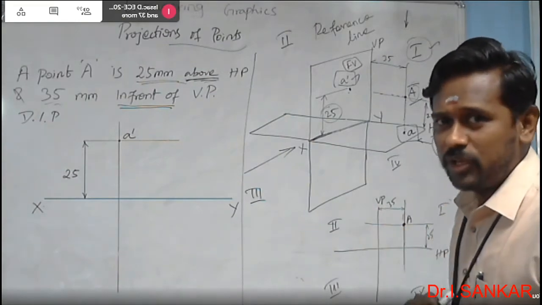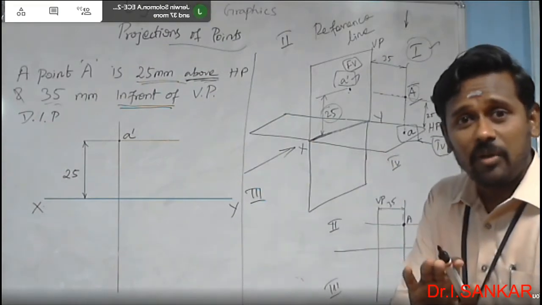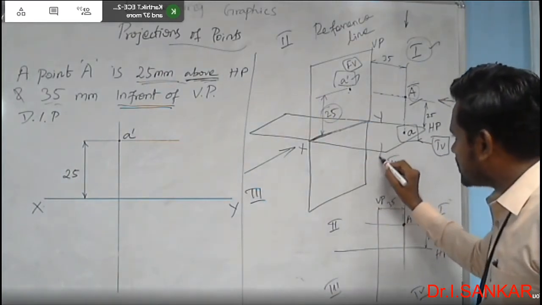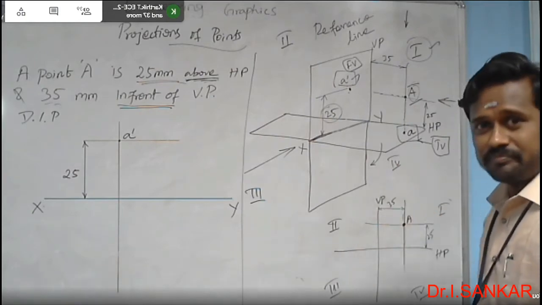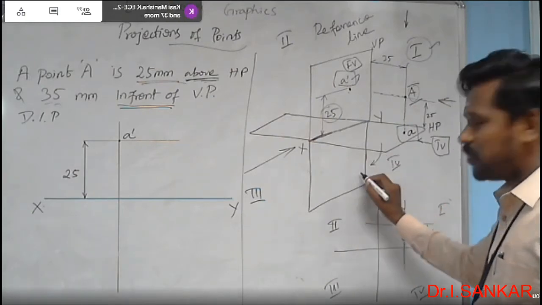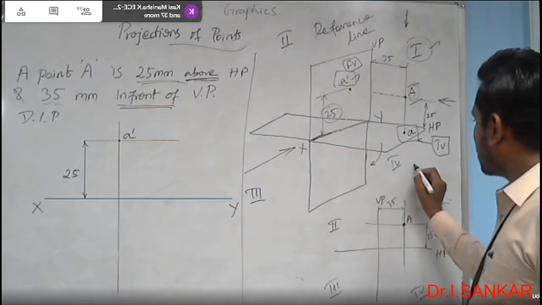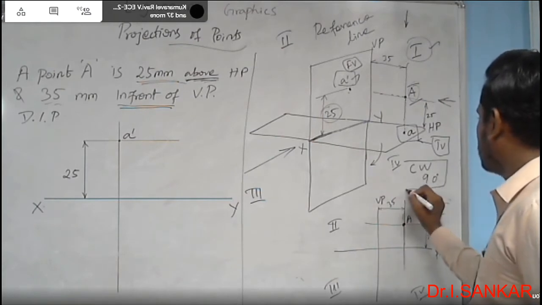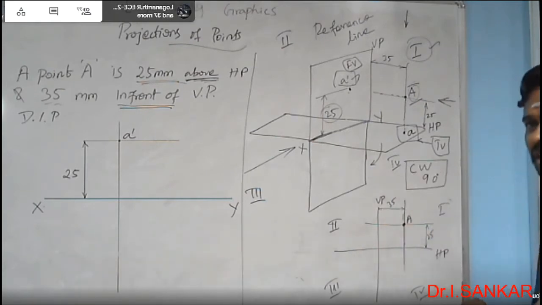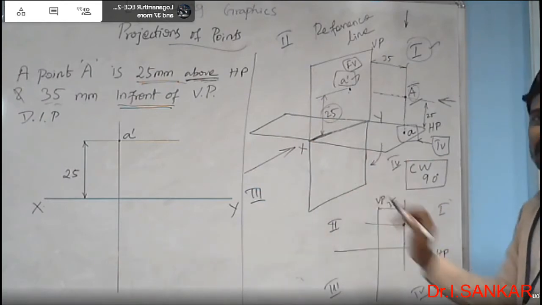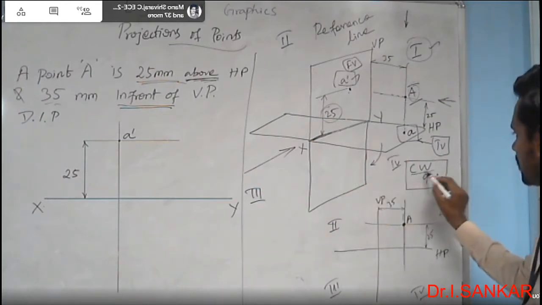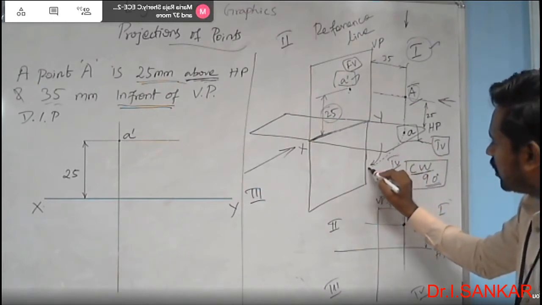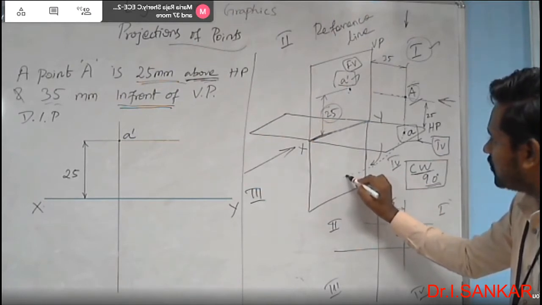So what we are doing is, this is not a temporary job, it is a permanent job in the orthographic projection concept. You have to rotate this horizontal plane in imagination in the clockwise direction about 90 degrees. Remember this. You have to rotate this horizontal plane in the clockwise direction about 90 degrees. If I rotate like that, what will happen? Automatically the point A will come here.